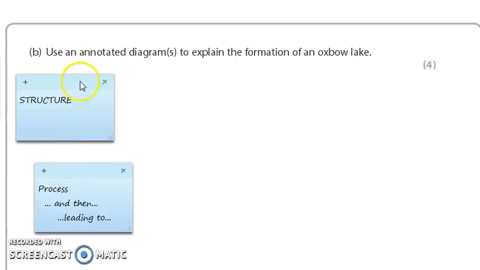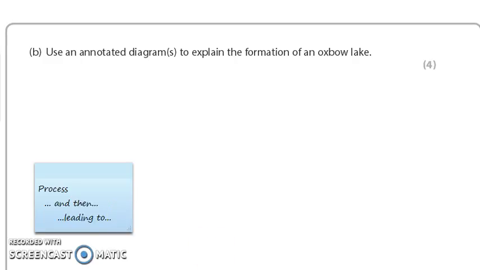Moving on. Use an annotated diagram to explain the formation of an oxbow lake. Now, in this, we're actually going to look at it a little like an outline question, because we've got to show a process from beginning to end. We'll start with the diagram of a slightly waving river or slightly meandering river. Those meanders will get bigger.